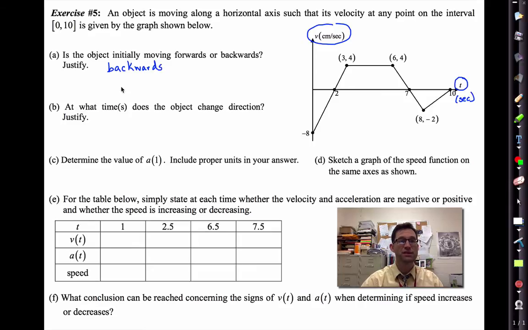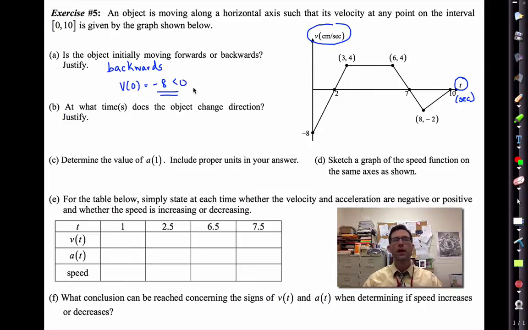And the explanation is simple. V of 0 is -8, and that's less than 0. Right? Velocity controls the direction of motion. The sign of velocity tells us whether or not the position is increasing or decreasing. An increasing position, positive velocity. A decreasing position, negative velocity.